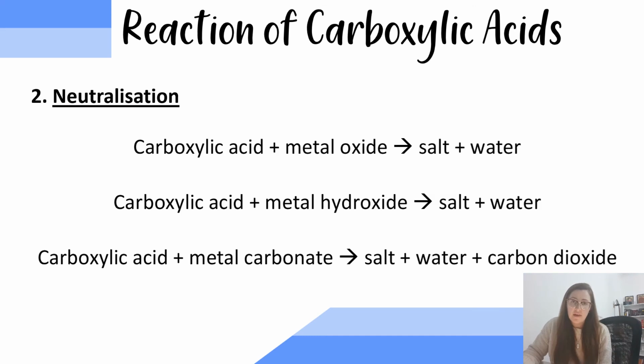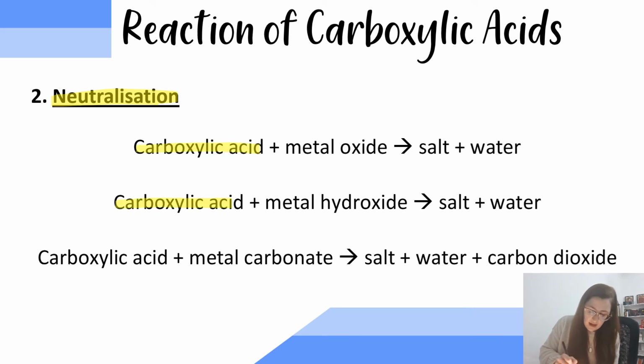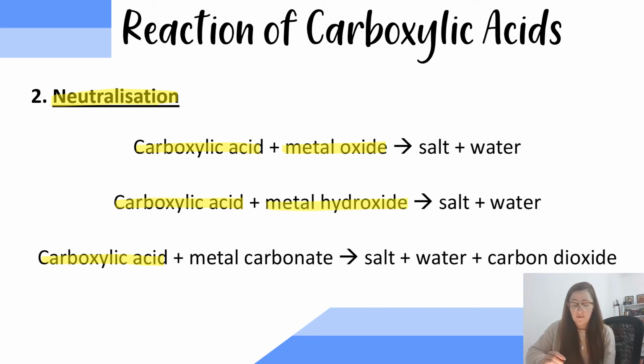In National 5 chemistry, we also know that carboxylic acids undergo neutralization reactions. And last year we talked about 3 different neutralization reactions. Reacting acids or carboxylic acids, firstly with metal oxides, producing salt and water. Secondly with metal hydroxides, producing salt and water. And thirdly, with metal carbonates, producing salt, water, and carbon dioxide. So they can take part in these 3 different neutralization reactions as well.